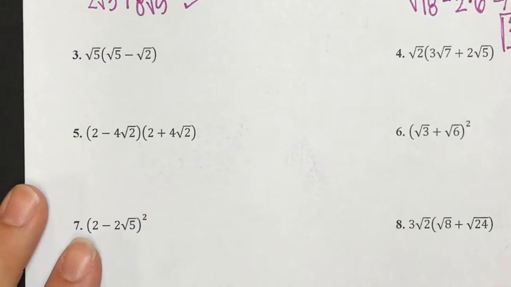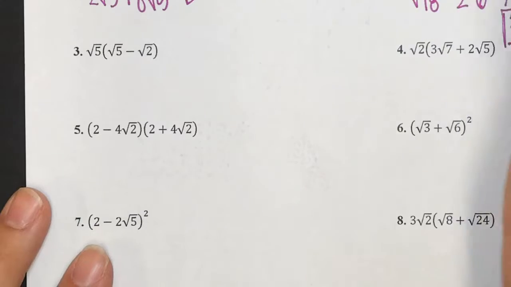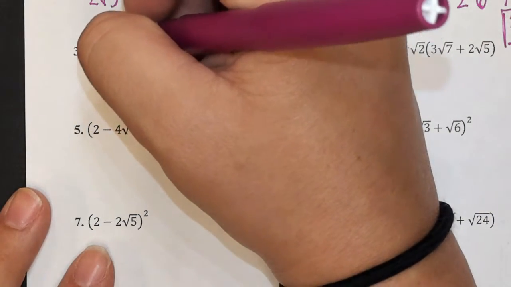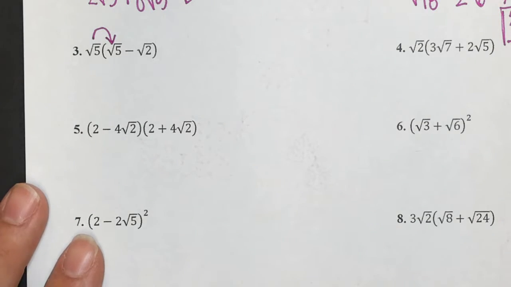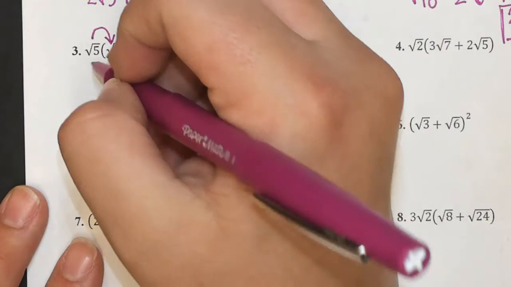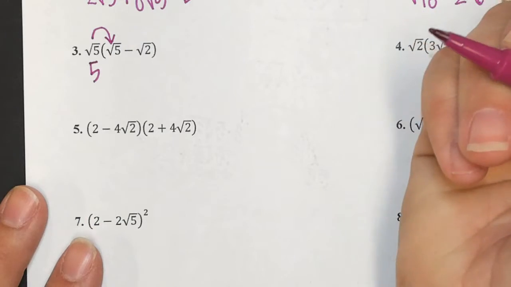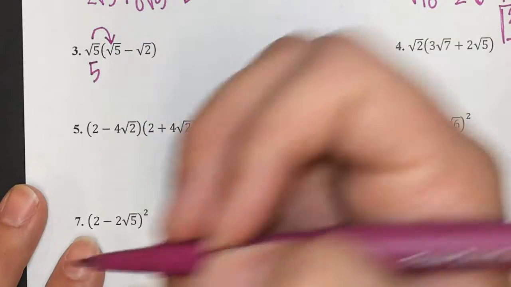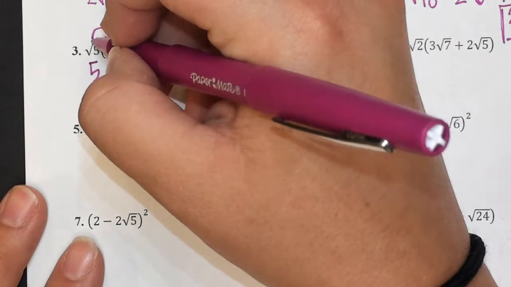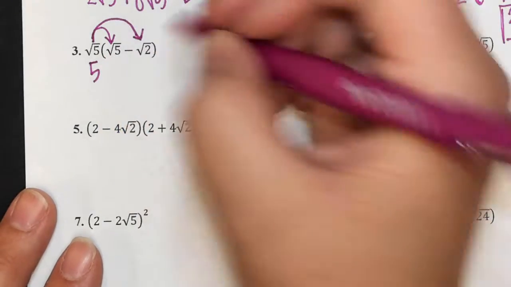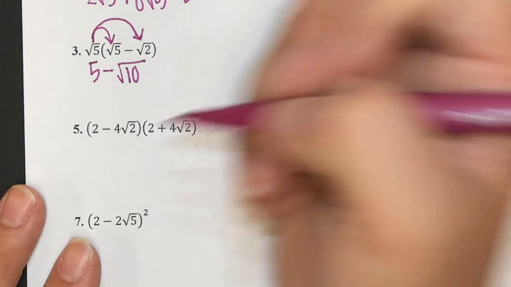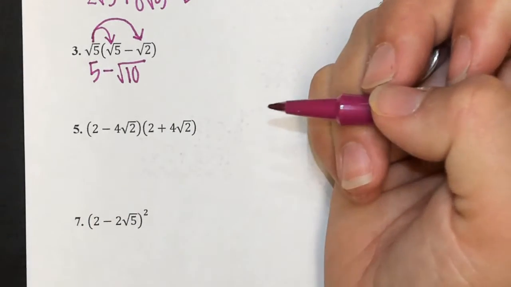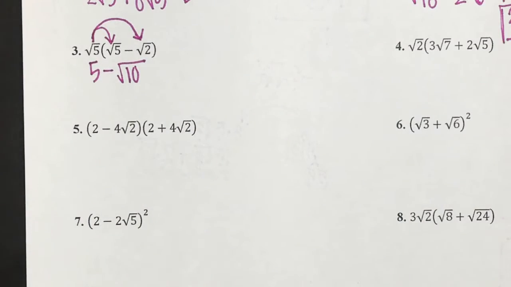Let's do number 3. We have to distribute the square root of 5. The square root of 5 times the square root of 5 is just 5. The square root of 5 times the square root of 2 is the square root of 10. Can 10 break down to 5? Well, 10 can break down to 5 and 2, but can I circle anything? No, so it stays the same.